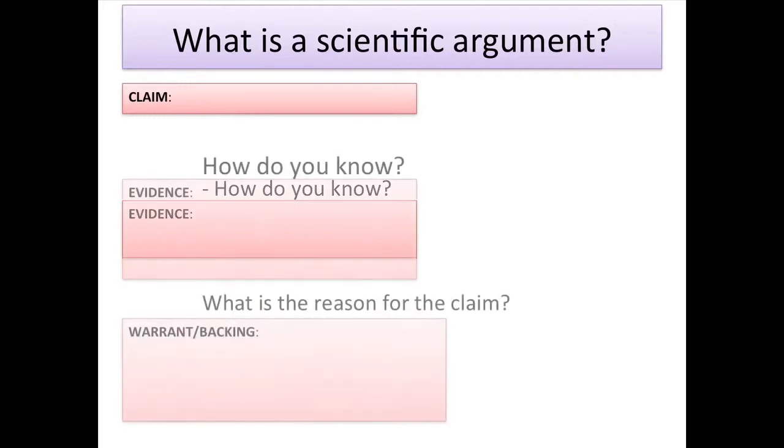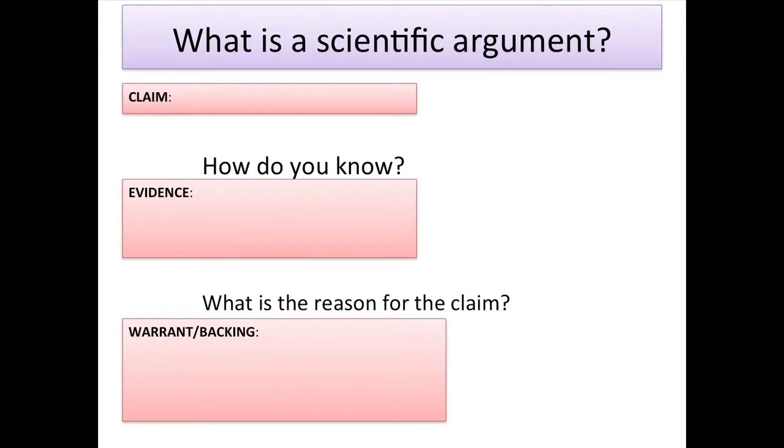So the evidence and then the warrants: what's the reason for the claim? In science, warranted evidence can be theoretically based. You've got evolution as a theory that supports your evidence. Statistics supports our evidence. All right, so there's an argument.